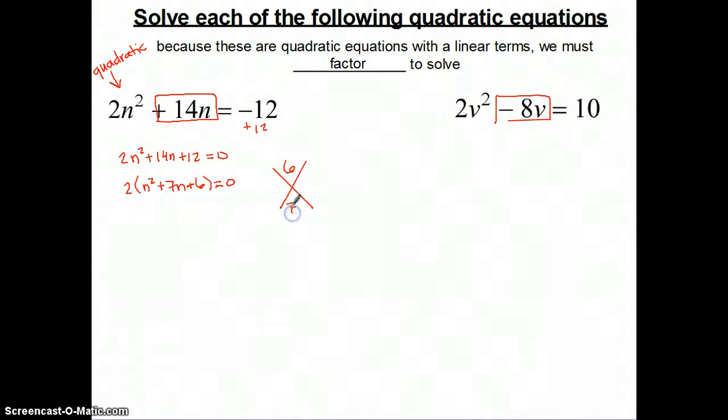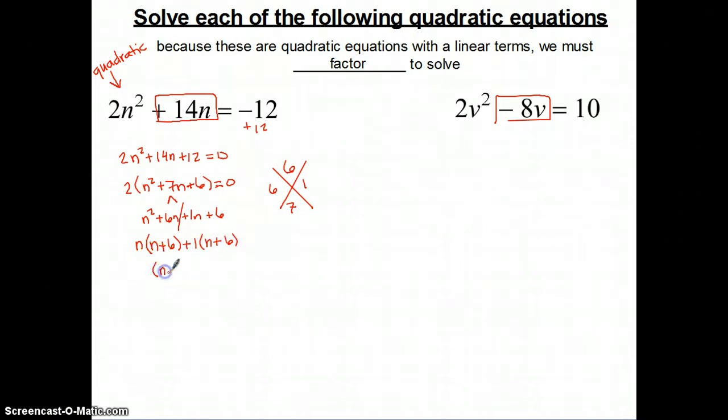So now I'm looking for two numbers that multiply to 6 and add to 7, and those numbers are 6 and 1. So we split up our 7n to get n squared plus 6n plus 1n. Instead of that 7n, we're just rewriting it, plus 6. Splitting this in half, I take out the GCF on the left, which is n, leaving me with n plus 6. And on the right, I take out a positive 1, leaving me with n plus 6.